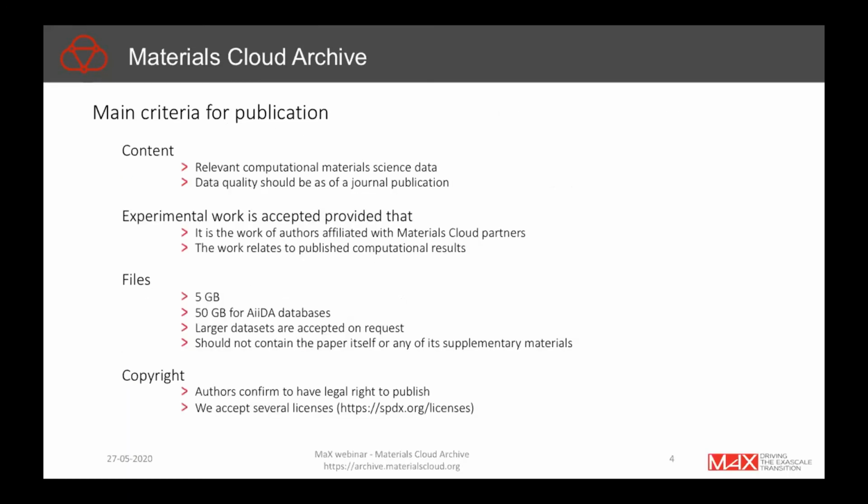To upload a record on the Materials Cloud Archive, there are some criteria that need to be satisfied. In particular, the content has to be relevant computational materials science data. The quality of the data should be at the level of a journal. You don't need to have a paper associated with your data, but the quality of the data provided should be of the same level. One can see the archive as the equivalent of a preprint server for a paper. So there is a moderation behind it, and records are reviewed by our moderators.